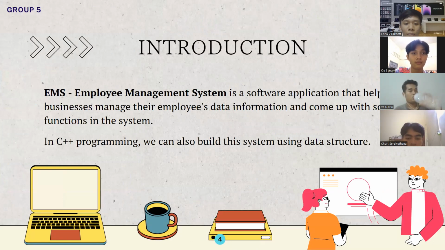For the introduction, we would like to describe the definition of our project. Employee Management System, or EMS for short, is a software application that helps businesses manage their employee data and information, with the functions in the system that we created. And in C++ programming, we can build the system using data structures and algorithms.